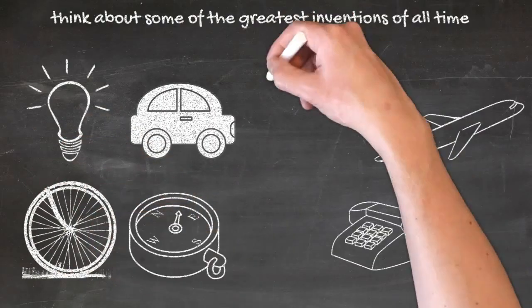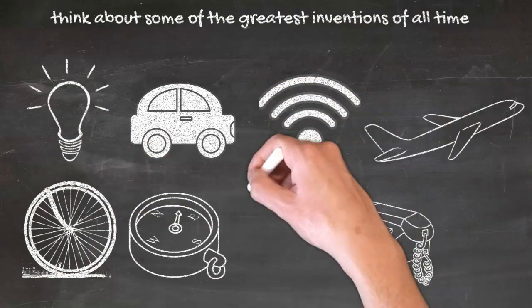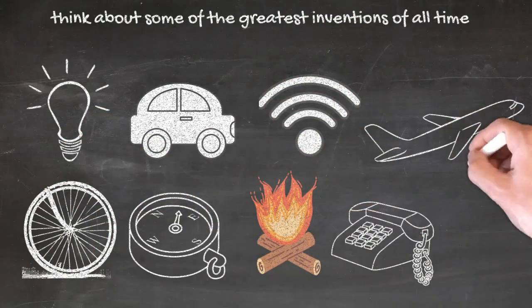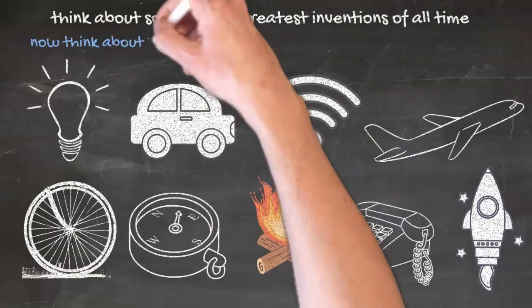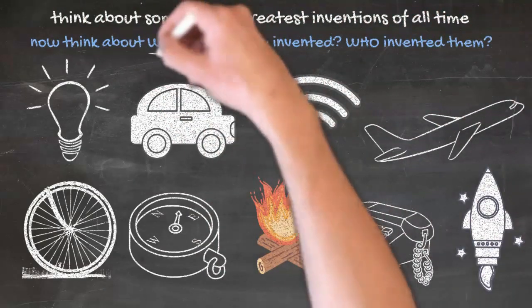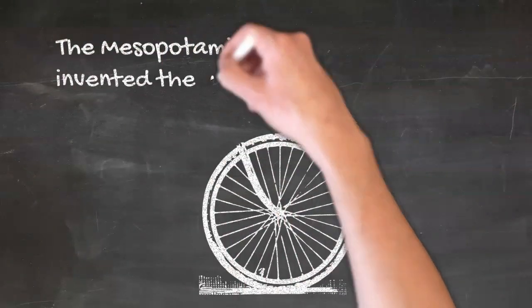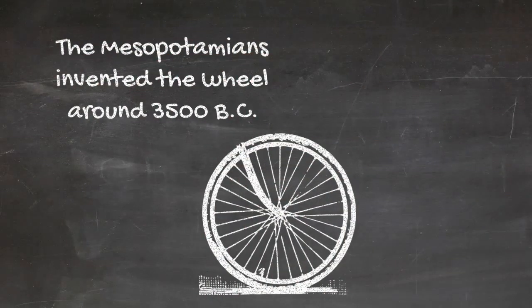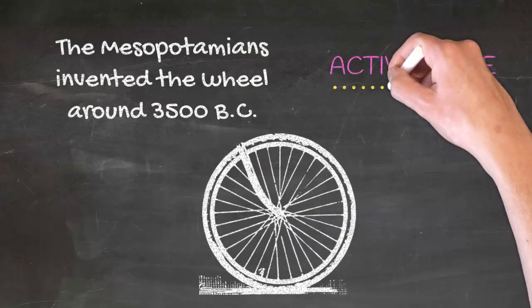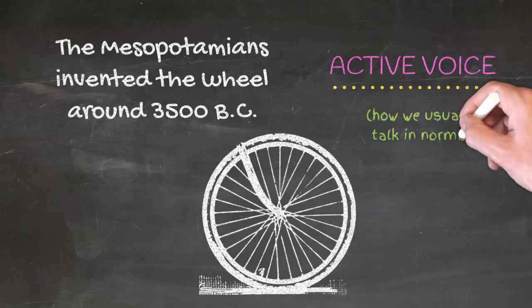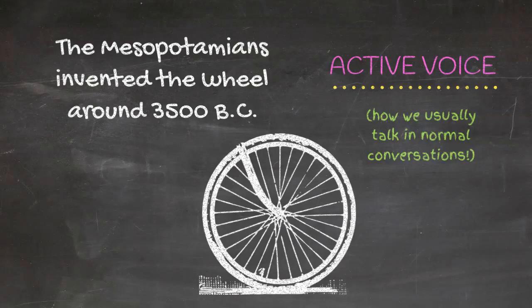Think about some of the greatest inventions of all time. Now think about when they were invented and who invented them. The Mesopotamians invented the wheel around 3500 BC. This sentence is what we call the active voice. This is how we usually talk in normal conversation.